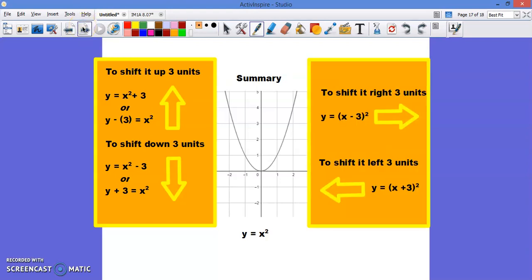If we're trying to shift a unit parabola to the right, this is a kind of tricky one. Remember, you're going to have to actually subtract from the x value, which is kind of counterintuitive. So again, if you're shifting it to the right, you subtract from the x value. If you're trying to shift it to the left, you actually add to the x value.